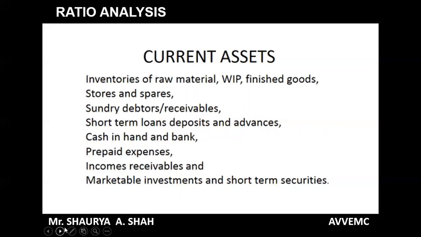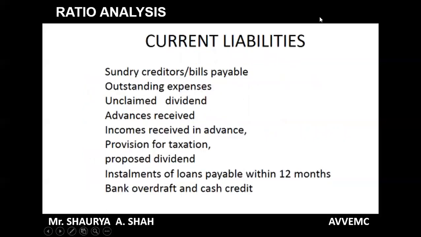Similarly, you need to calculate current liabilities. Current liabilities include sundry creditors, bills payable, as you all know. You have been studying since first year BCom, second year BCom. Outstanding expenses, unclaimed dividend, that is important, you need to remember it in sums. Many a time it is asked. Advances received. Then there is income received in advance. Next is provision for taxation. Then proposed dividend, installments of loans payable within 12 months.